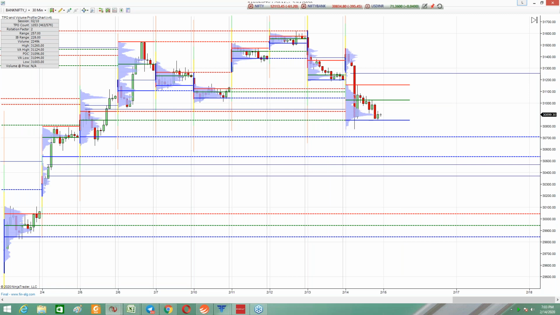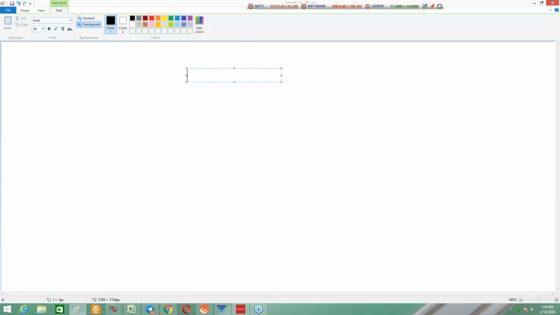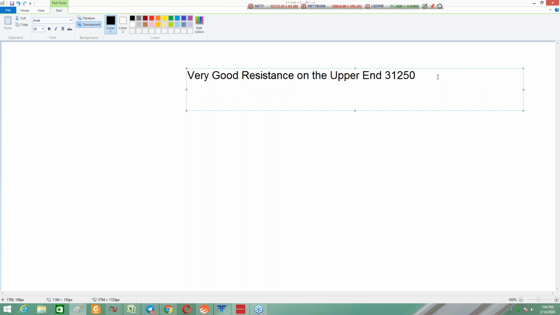So what you can do, you can mark these levels. 31,250 is very good resistance. These are all futures levels on the upper end, right? This is the first good resistance that is available on the upper end.